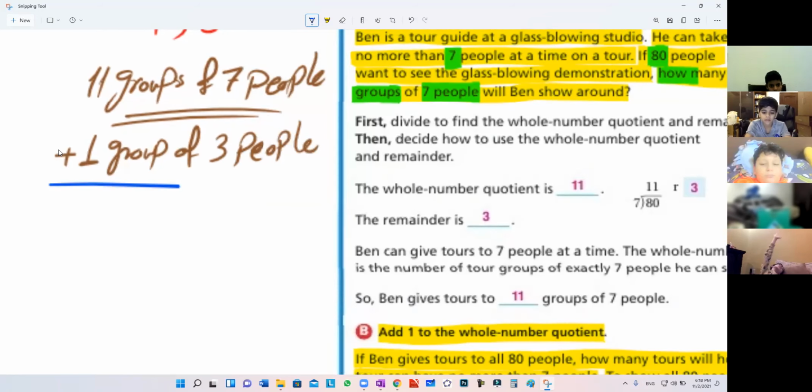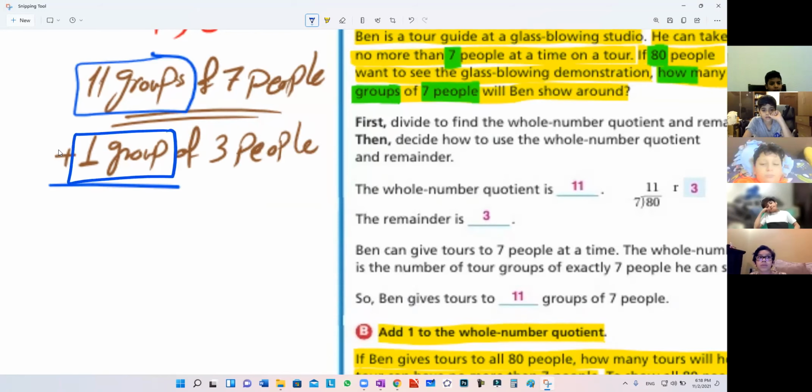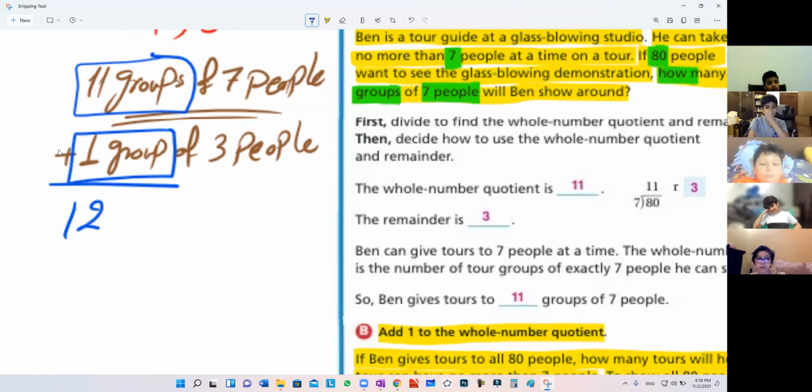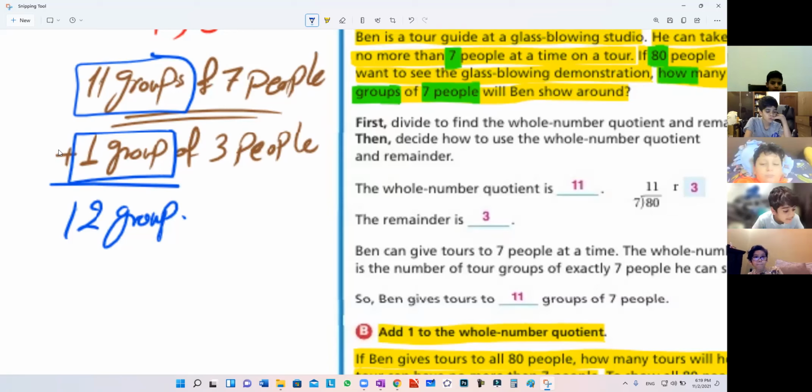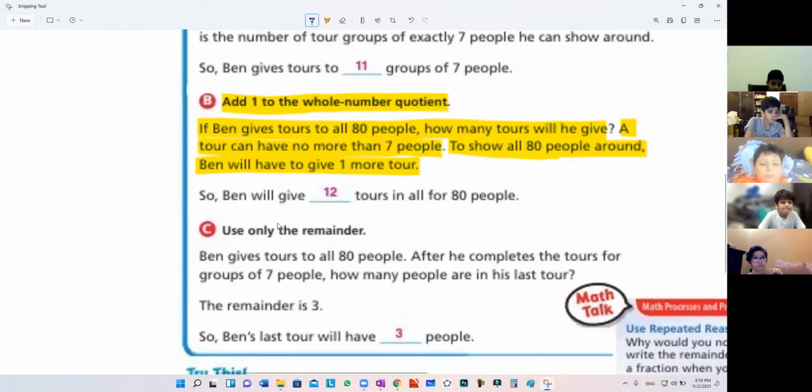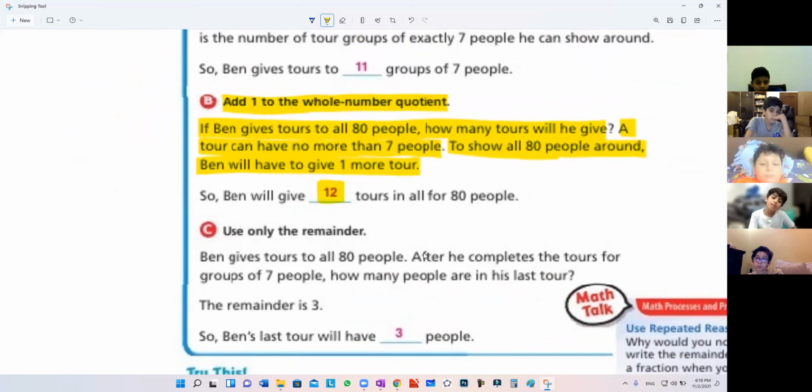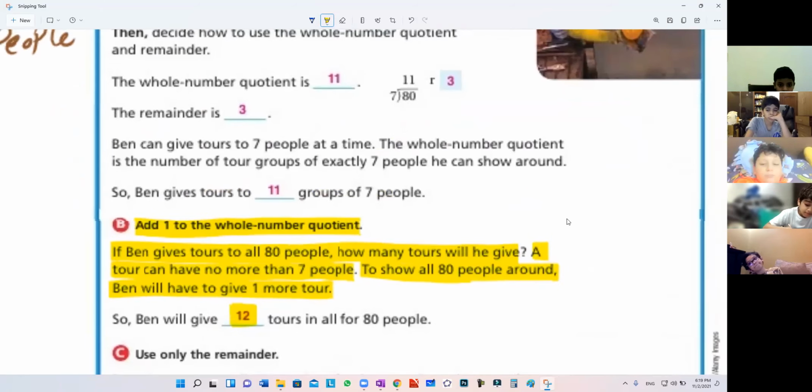We have 11 groups and we have one group here to add. So how many groups in total? 12 groups. So he needs to show them around, so how many tours? We have 12 tours, 12 groups with 12 tours, right? Yeah. Okay, so we need to add one more to 11, so it will be 12 tours. Okay, thank you so much, Saud.